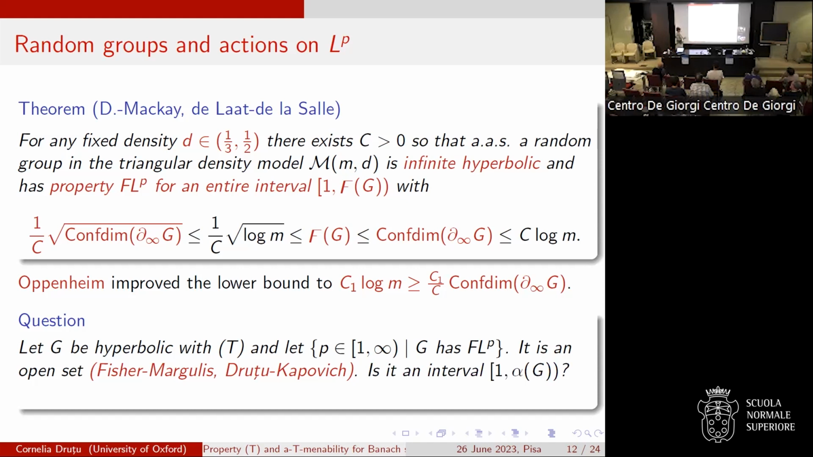So a first question is, would this set always be an interval? Since we're talking about openness, it should look like that. And another natural question is, is the extremity of this interval in any way related to a geometric feature of the group, as suggested here? For instance, the conformal dimension of the boundary.